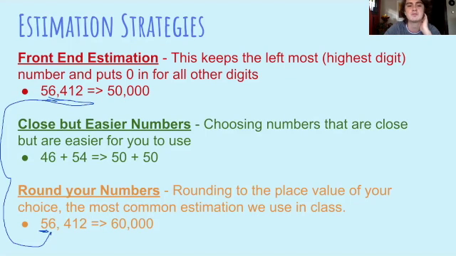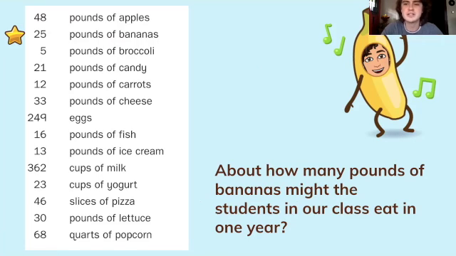We learned that a while ago with Miss Parks. So now we're going to practice this together a little bit. So we know that these are the numbers for however many pounds or eggs or cups the average American eats or drinks a year. So if the average American eats 25 pounds of bananas a year, that's making me go bananas, then about how many pounds of bananas might the students in our class eat in 1 year?